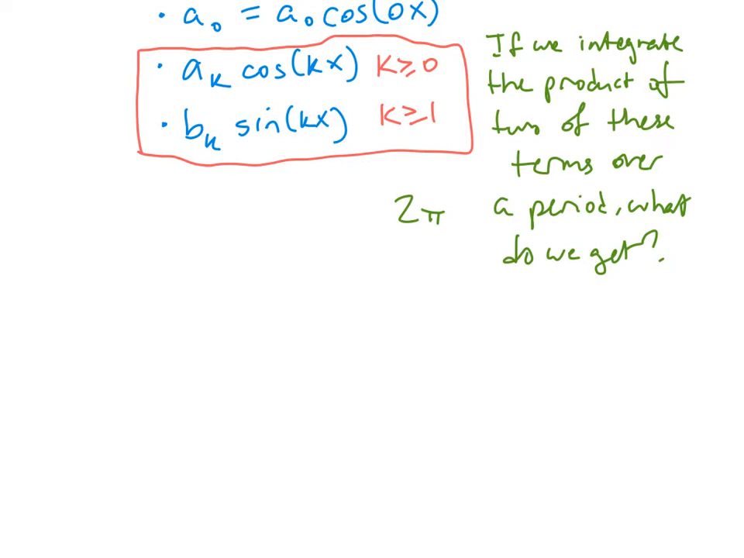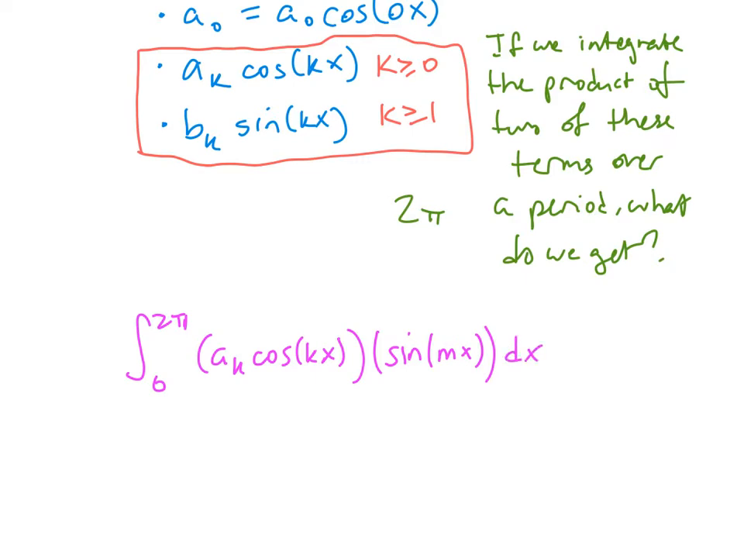All right, so first of all, let's try integrating from 0 to 2 pi the product of one of the cosines with one of the sines. So I'm going to try integrating the product of a_k cosine of kx times a sine of something else. Let's call it mx. I was going to use L, but L is so hard to tell from the number 1 that I'd rather use m. Now in this example, k and m are both natural numbers. Well, k could be greater than or equal to 0, and m can be anything greater than or equal to 1, and they could be equal.